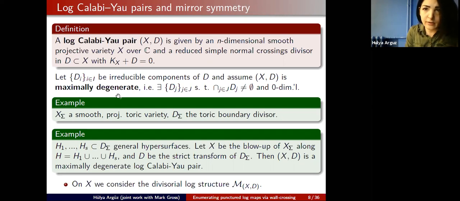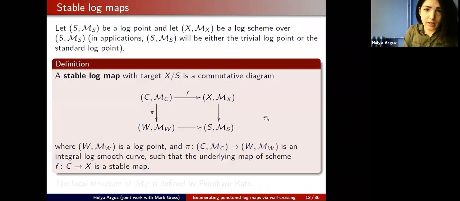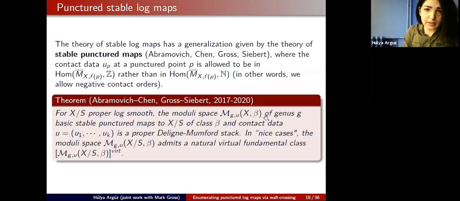In this last example, you take the union of the hypersurfaces, not the intersection, right? The union. Yes, I take the union of general hypersurfaces. So I can have different hypersurfaces in different toric boundary components.